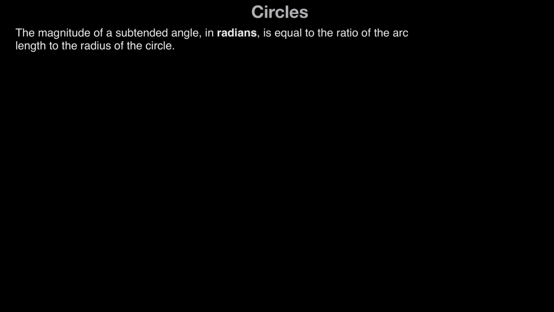Now how do we define it? Well, we have the following. The magnitude of a subtended angle in radians is equal to the ratio of the arc length to the radius of the circle. So the angle in radians is defined in terms of the circle.